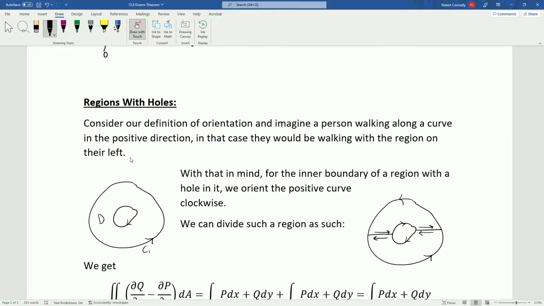So that was how we define this in terms of simple regions. But now if we have regions with holes, the inner region where the hole is going to be a little different. So we have to change how we think about this. For the inner boundary of a region with a hole, we orient the positive curve clockwise. On the exterior curve, counterclockwise is still positive: the domain D is on your left. But when you look on the inside, if you're walking along the inside curve and you want to keep D on your left, you have to be walking clockwise.